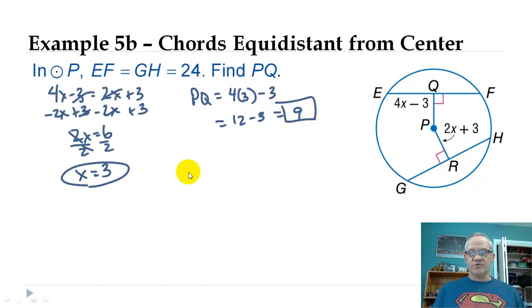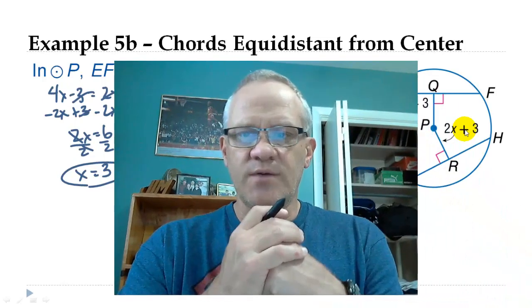And by the way, how could we check that? Hey, the other thing should be the same distance, right? Let's try that. What if we plug in 3 here? 2 times 3 is 6. 6 plus 3 is 9. That's good. Okay, great.